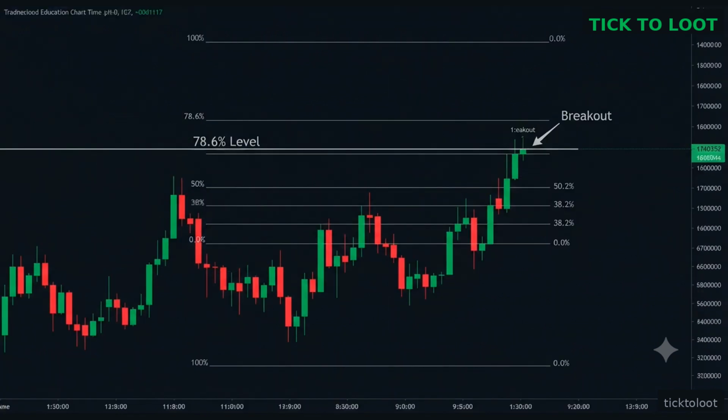There's also a rule that says if the price retraces more than 78.6% of the original move, the trend may be reversing entirely. This is like a warning sign that the market is changing direction, and you should be careful not to get caught on the wrong side of the trade.